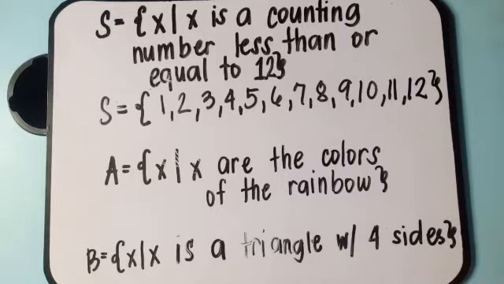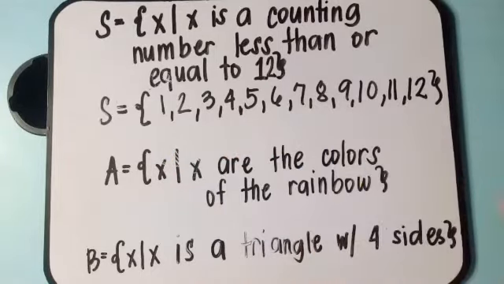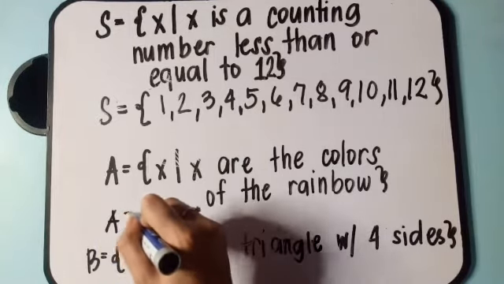Now, can we count the number of elements from the set S? Yes, we can easily count the number of elements. So we have 1, 2, 3, 4, 5, 6, 7, 8, 9, 10, 11, and 12. Okay? Let's have the second example, set A.